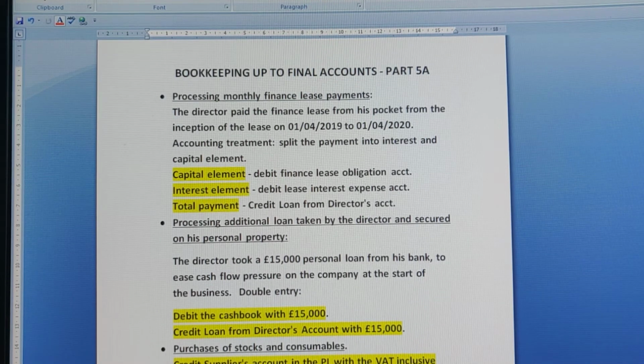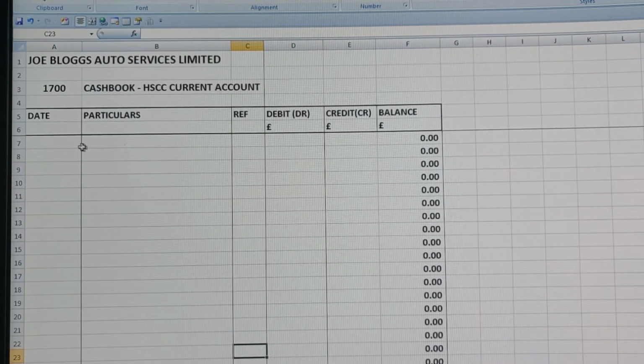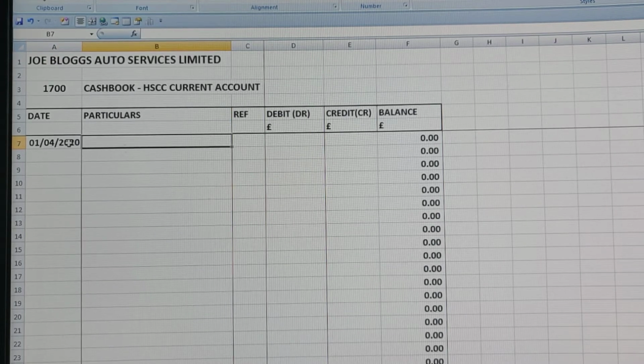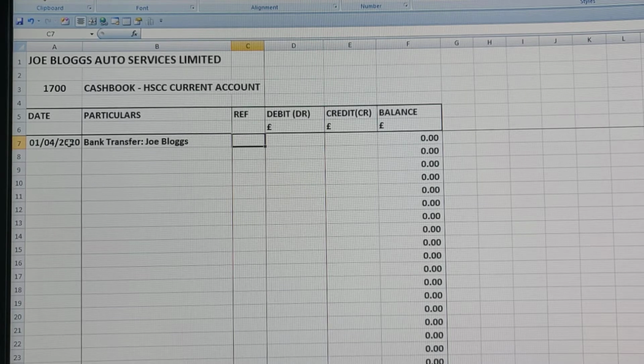Now, in an integrated system, you shouldn't have to do this with a journal entry. I am now going to post the loan into the cash book, the current account. Okay, this is the current account. 01/04/2020. That's when he transferred the money from his own personal bank account. Bank transfer. Joe Blocks. The reference number probably backs or something like that. Joe Blocks. So £15,000 debited to the cash book.